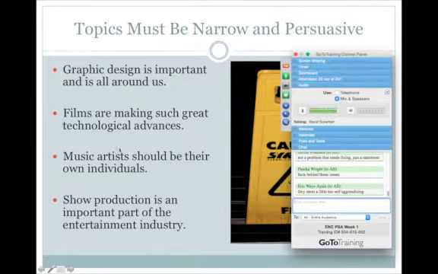Same thing with a lot of these other ones, right? Films are making such great advances. I agree. Yeah, Michael said they're statements. Yeah, films are making great advances. Okay. Same thing about show production. So these are leading down the path of becoming not persuasive pieces, but sort of informational pieces, right? Almost like short essays or eventually short multimedia projects that just inform on basic factual information. There's nothing really persuasive behind it.